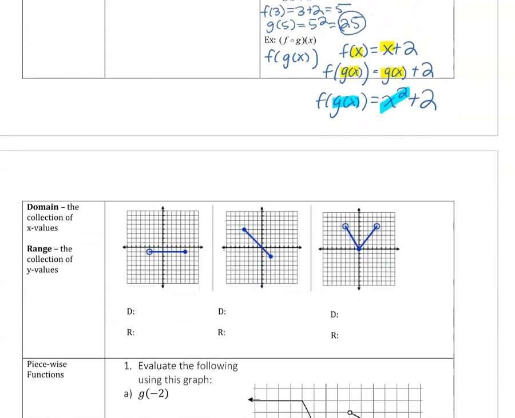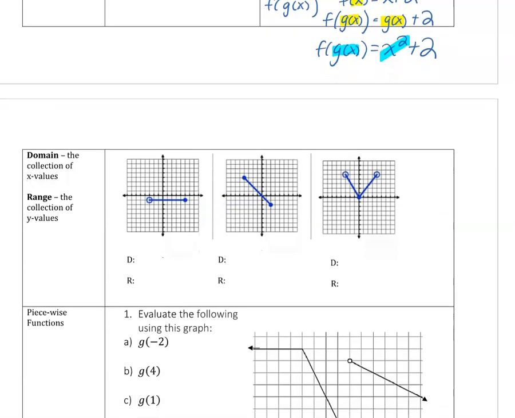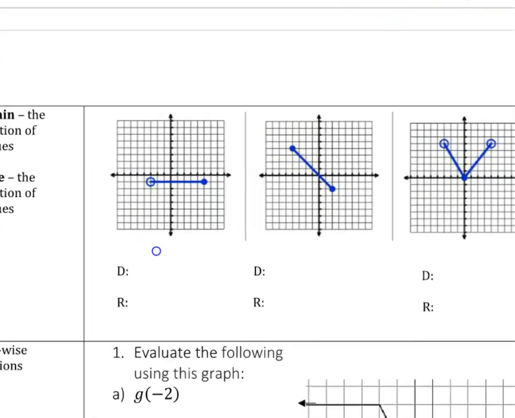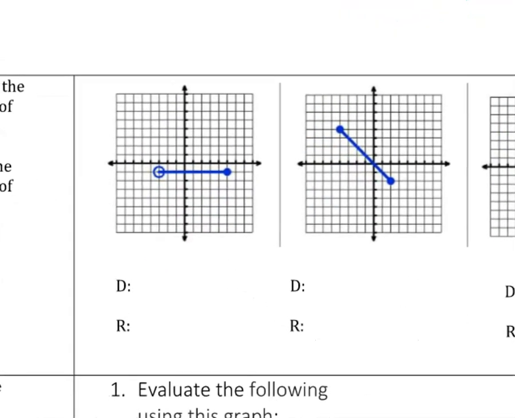All right, something else we talked about with functions, domain and range. Domain is your collection of your x values. The range is your collection of your y values. So for our first graph right here, let me zoom in because this is kind of small for me to do on my computer. Looks like we're going between -3 and 1, 2, 3, 4, 5. So I would say my domain is between -3 and 5.